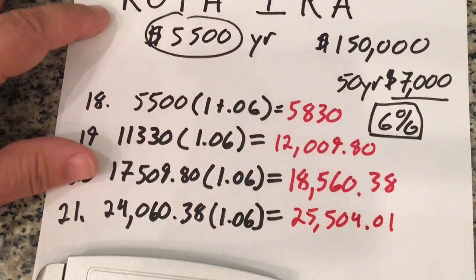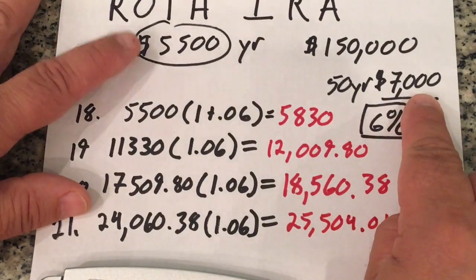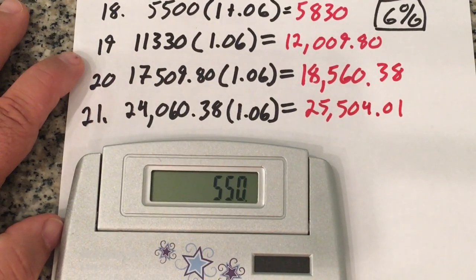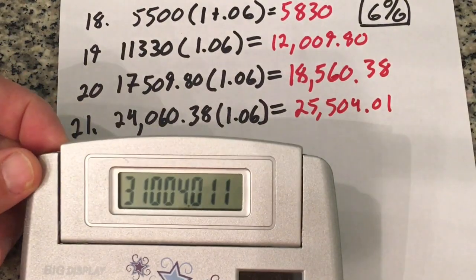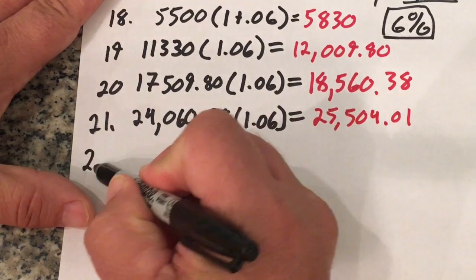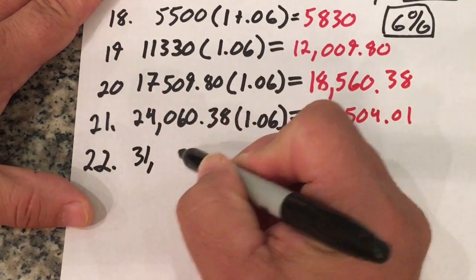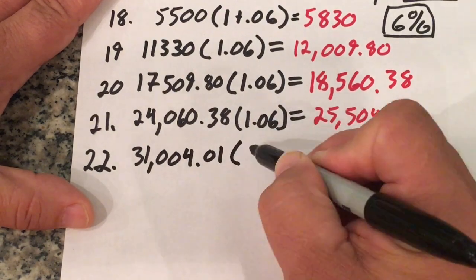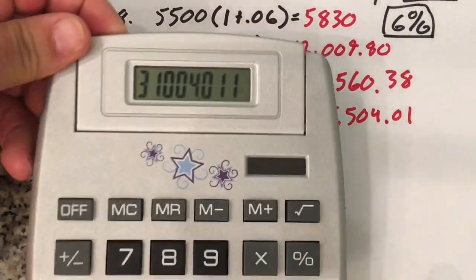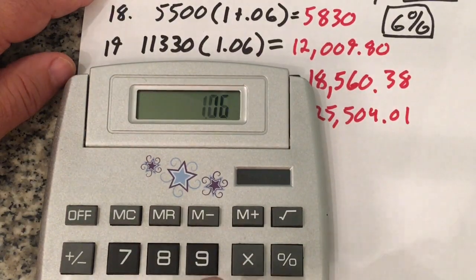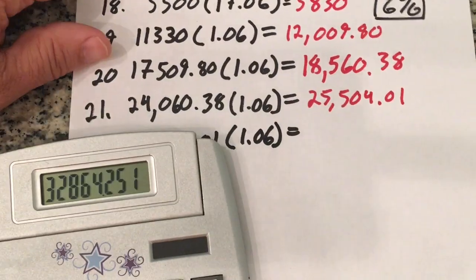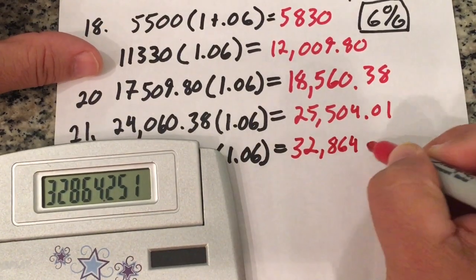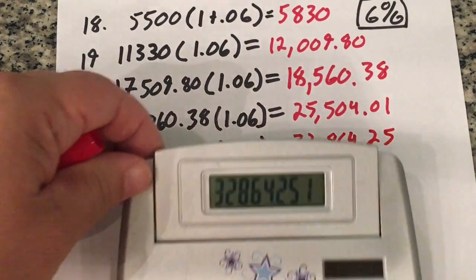Add 5,500. That's how much I'm contributing every year. Well, I'm actually contributing 7,000 now. But when you're 18, you're only allowed to contribute 5,500. So you're 22. And it would be $31,004 and 1 cent. You're going to multiply that by 1.06, which gives 32,864. Add 5,500. It's a process.